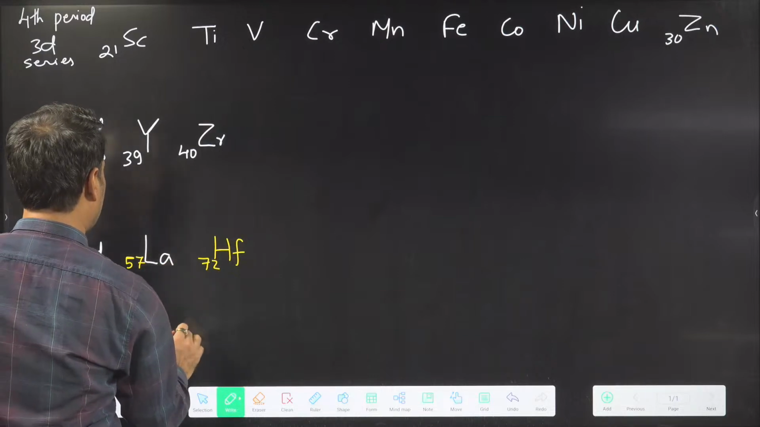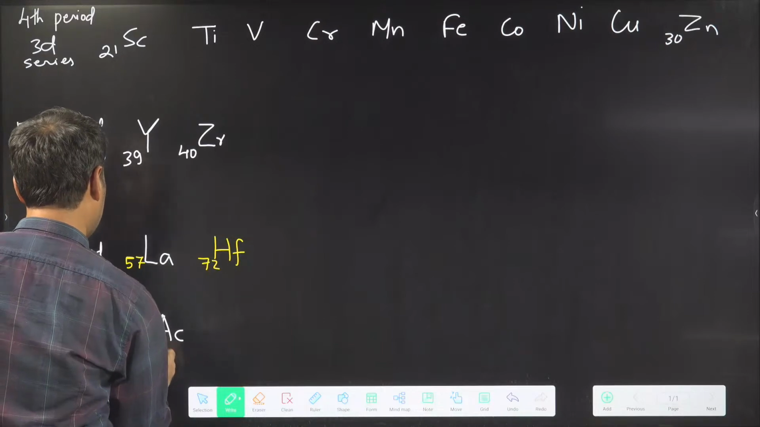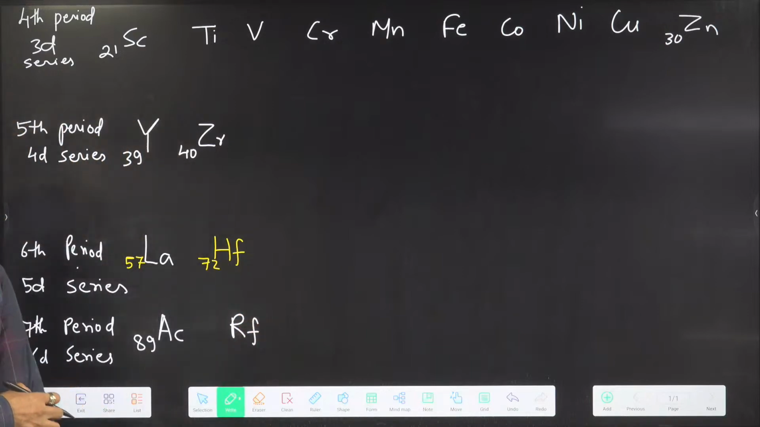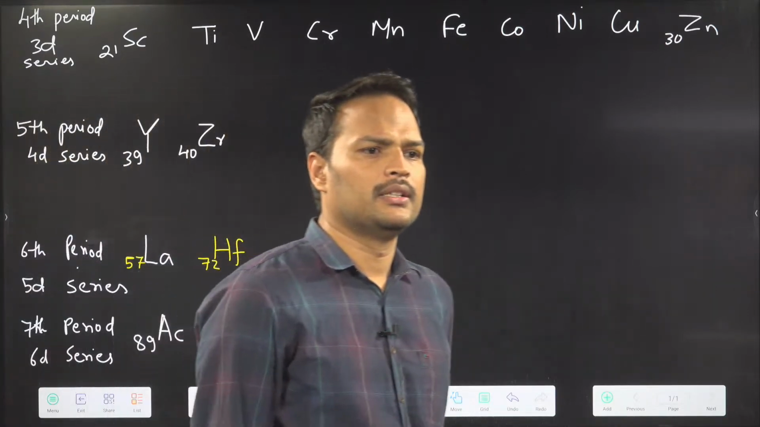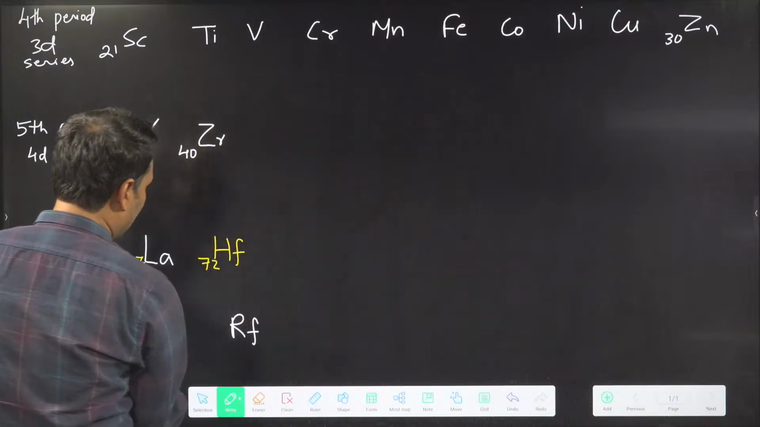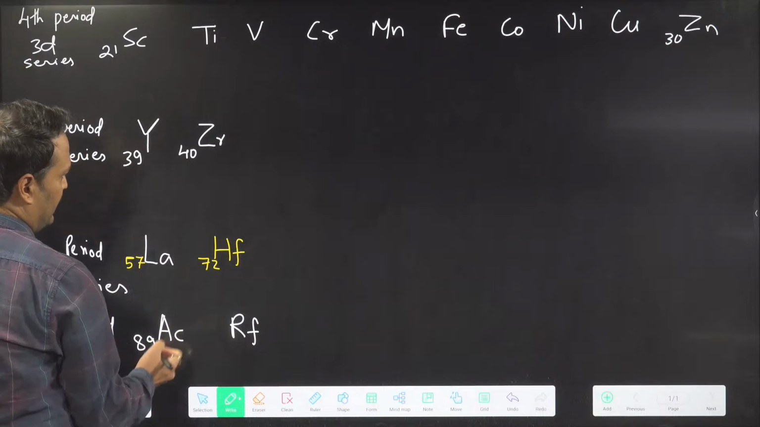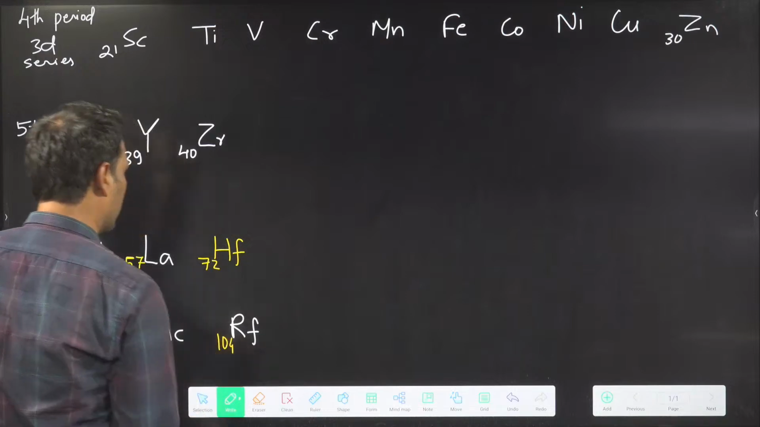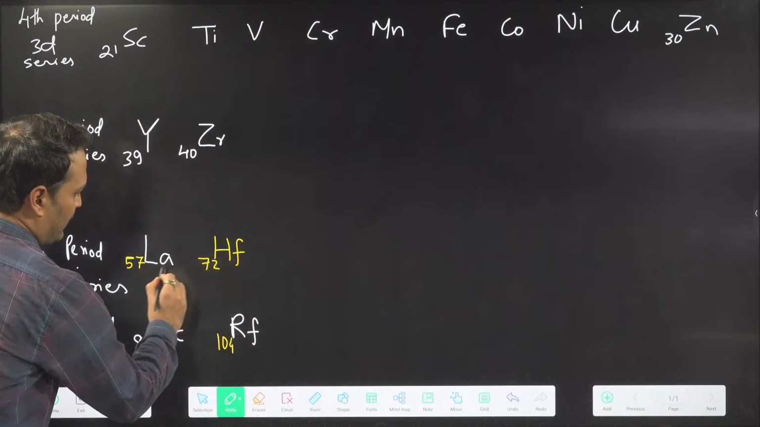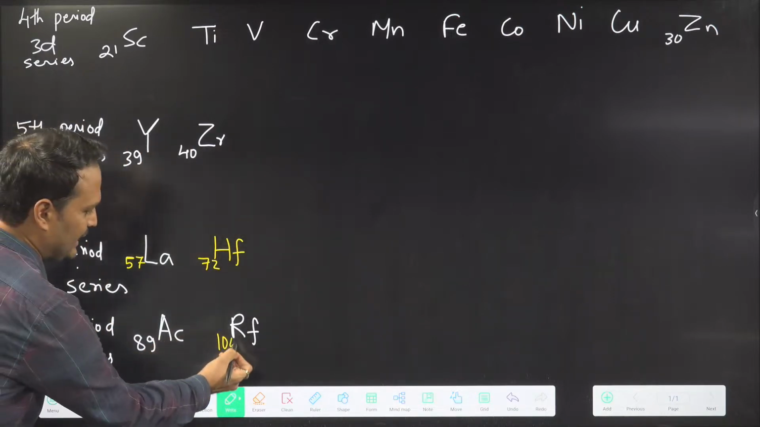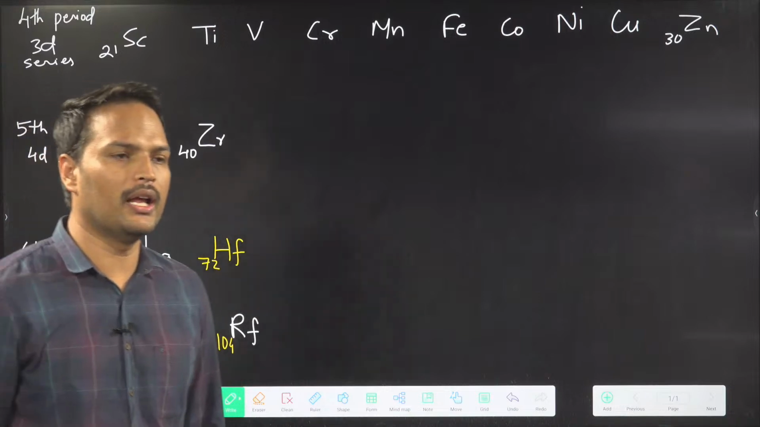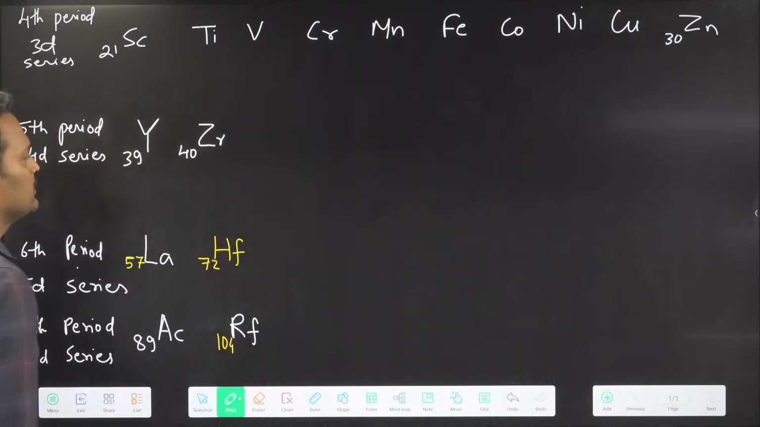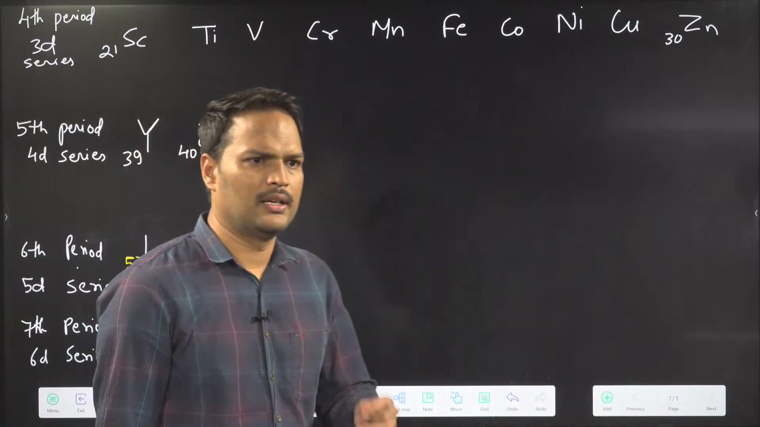After lanthanum, we are having actinium 89. And here is RF. What is the atomic number of RF? Is it 90? No. It is 104. So you will find between lanthanum and hafnium, 14 elements gone. Between actinium and rutherfordium, again 14 elements gone. Clear?